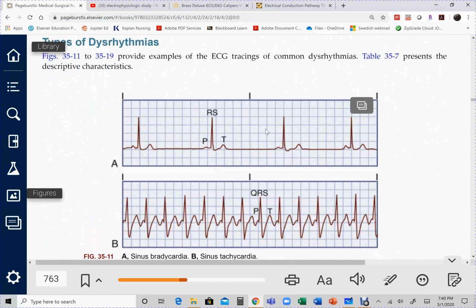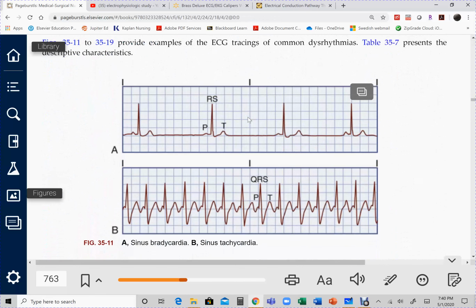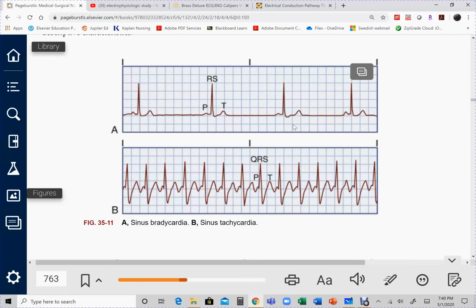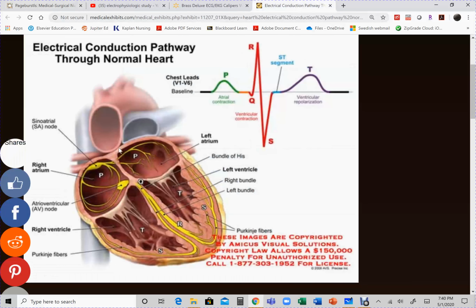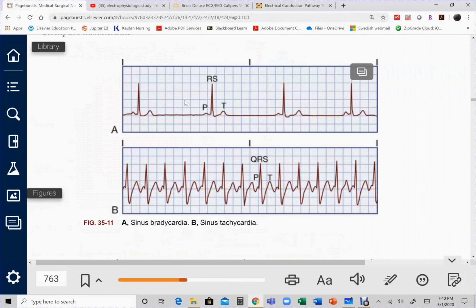Alright, let's go now to the dysrhythmias. The two basic ones are also called sinus because the conduction pathway is normal, meaning they follow this conduction pathway right here. The only thing abnormal with sinus bradycardia and sinus tachycardia is the rate.